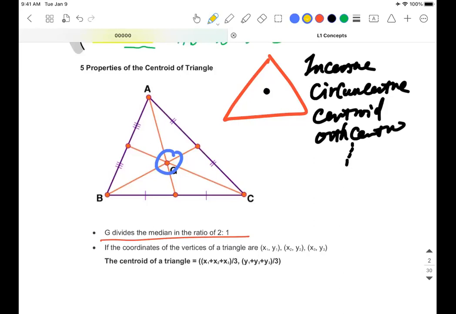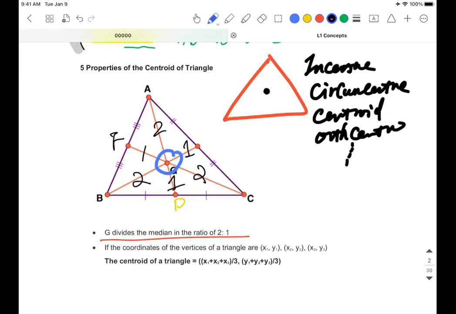So let's say I have a median. I'm going to name this D, for instance. So this G point is going to cut your AD into a 2-to-1 relationship. Same thing applies if this is F. CF is also a median. So this G point is going to cut your CF also into a 2-to-1 relationship. Same thing applies for the other median. This is very important. It has nothing to do with the shape of the triangle. It works for everything.